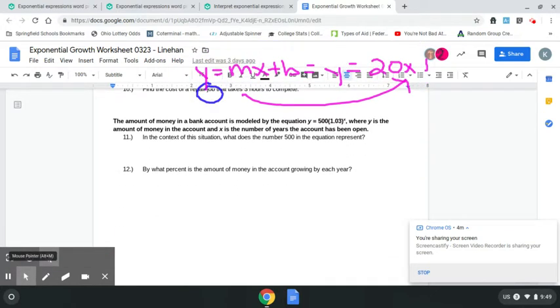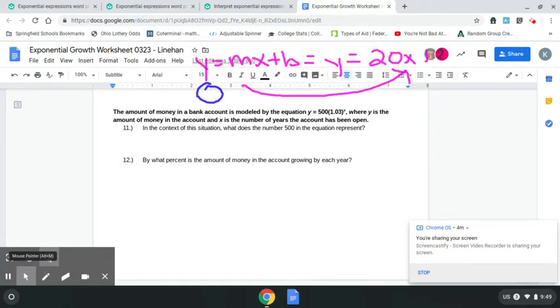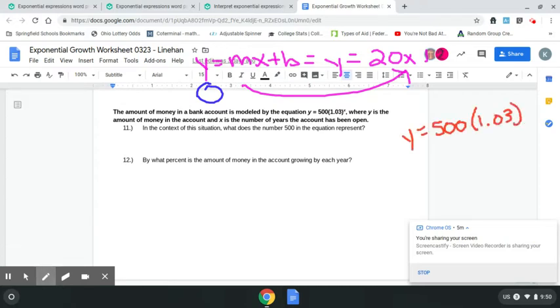Finally, last but not least, is number 11. The context of this situation, what's it mean? The number 500 mean? So we're taking a look at the equation here. Y equals 500 times. So this one's the exact opposite of what we've been doing, because what we've been doing is I've been giving you the information and you had to write the equation. Now I'm giving you the equation, you got to find the information from it. Well, where is each spot in this equation? So 500 is here. That represents the initial value.